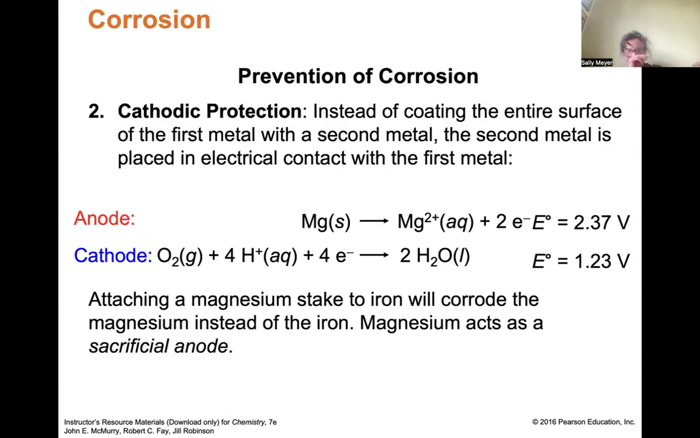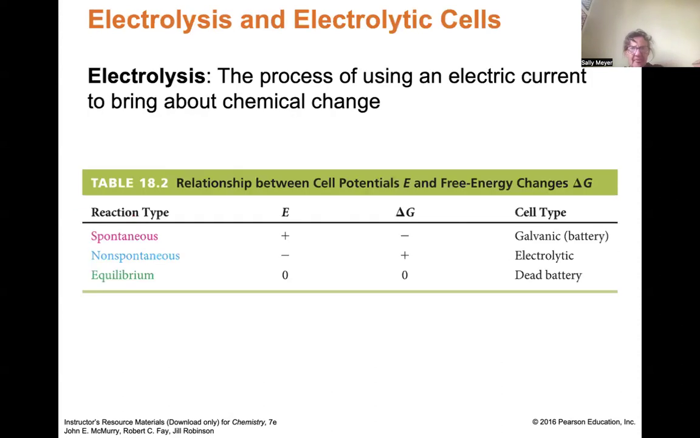And then cathodic protection. So instead of coating the entire surface of the first metal, a second metal is placed in electrical contact with the first metal. And so that also can reroute essentially the electrochemistry to a different metal that won't impact the iron that makes up your car. So, electrolysis and electrolytic cells.